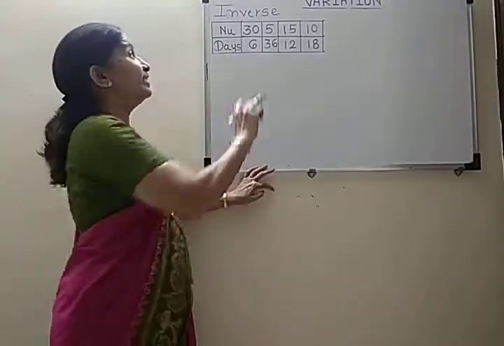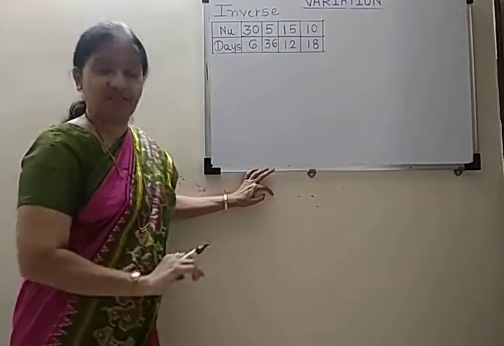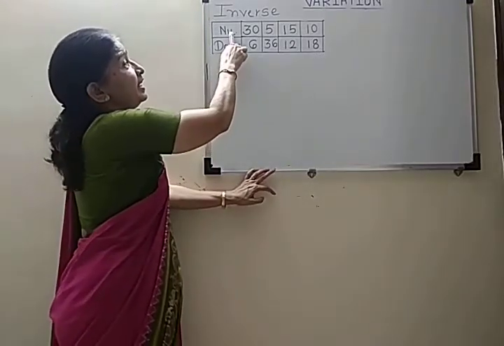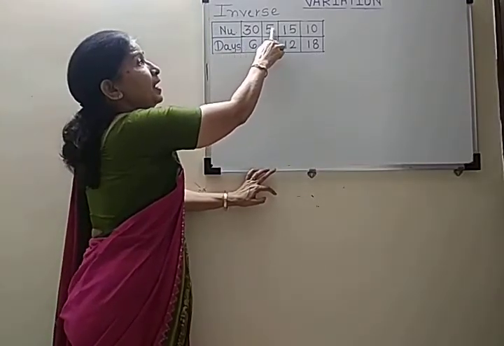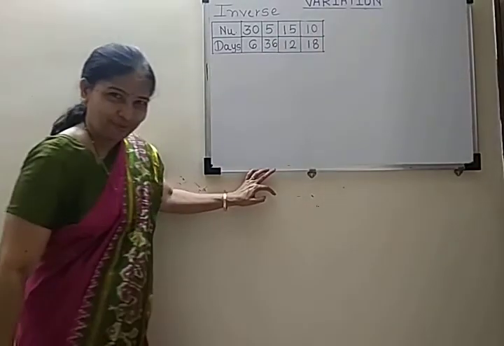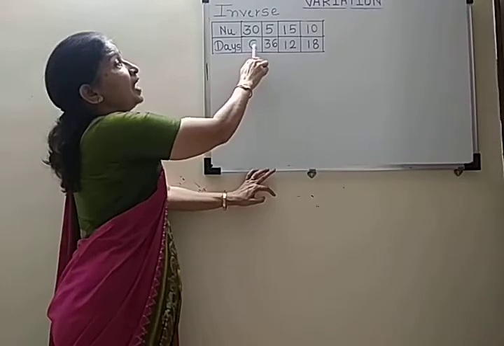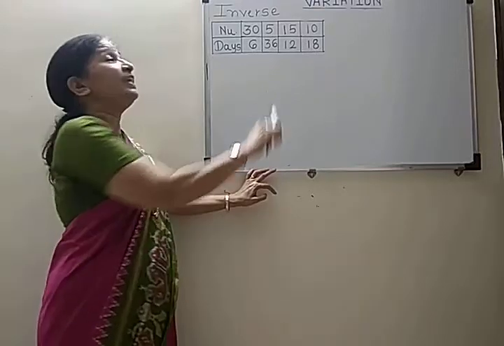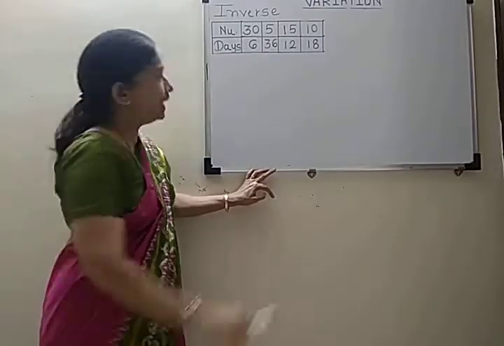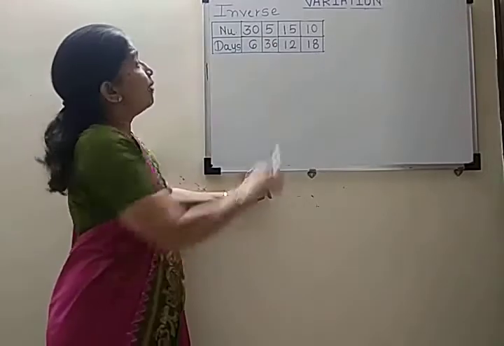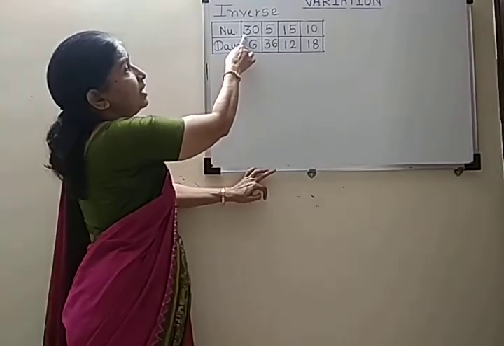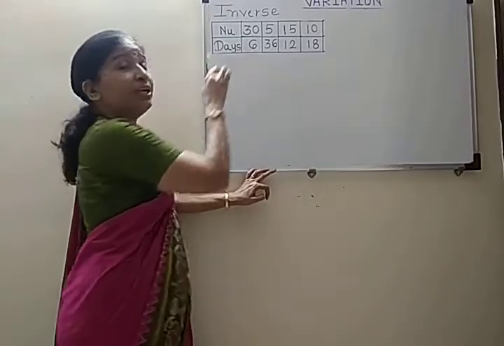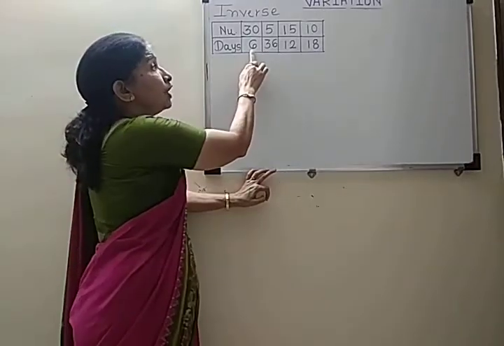In 7.2 we are learning inverse variation. So let us see the example. These are the number of workers, and these are the number of days to complete a work. Now see here, when the number of workers is 30, they complete the work in 6 days only.